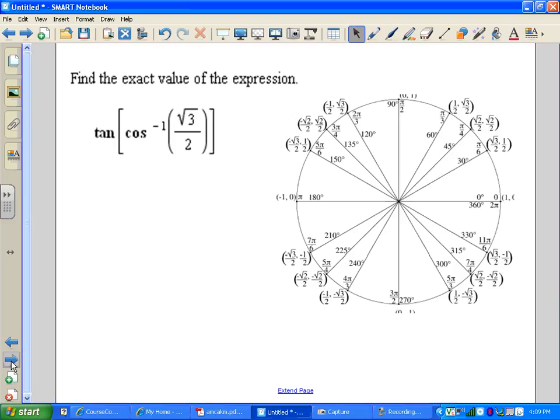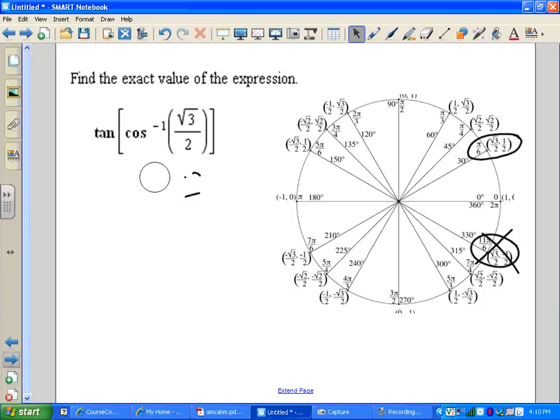Okay, next one's real similar. Again, these are not inverses of each other, so I can cancel them out. All right, so I'm looking for where is the cosine, the square root of 3 over 2. And so we've got it there at pi over 6. And we've also got it at negative pi over 6. But recall inverse cosine only goes from 0 to pi. And so that's just the first and second quadrants. So that one wouldn't work out.